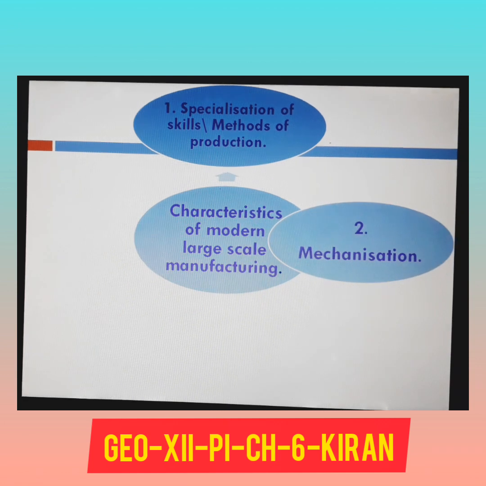Next one is mechanization. It can be said it is the use of machines more than the manual work. It also refers to automation. Most of the production process is controlled by machines and less work is by the manual labors.